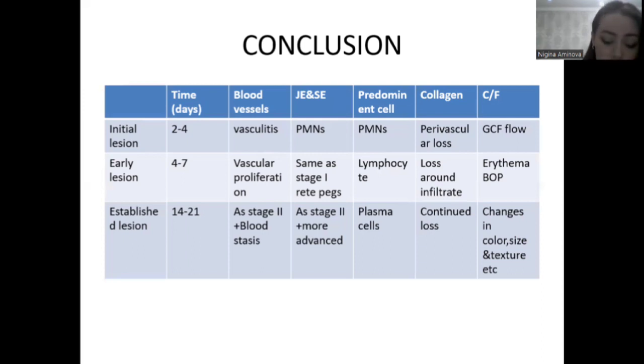In established lesion, which lasts from 14 to 21 days, plasma cells show the predominance, and there is continued loss of collagen. Change in color, size, and texture can also be seen in this stage.